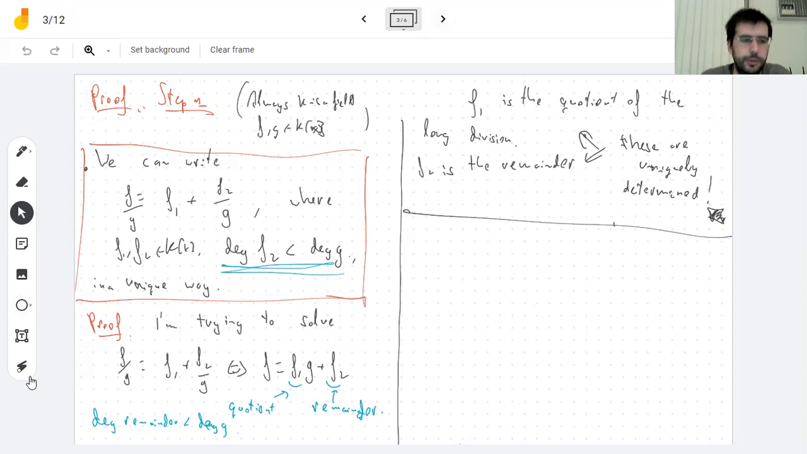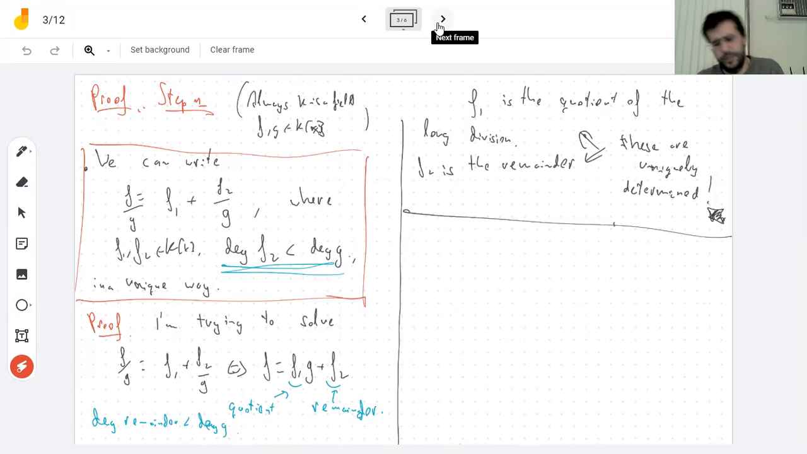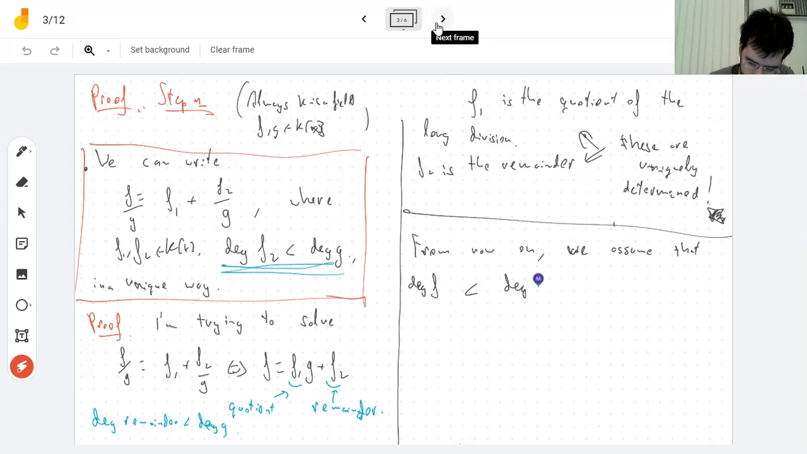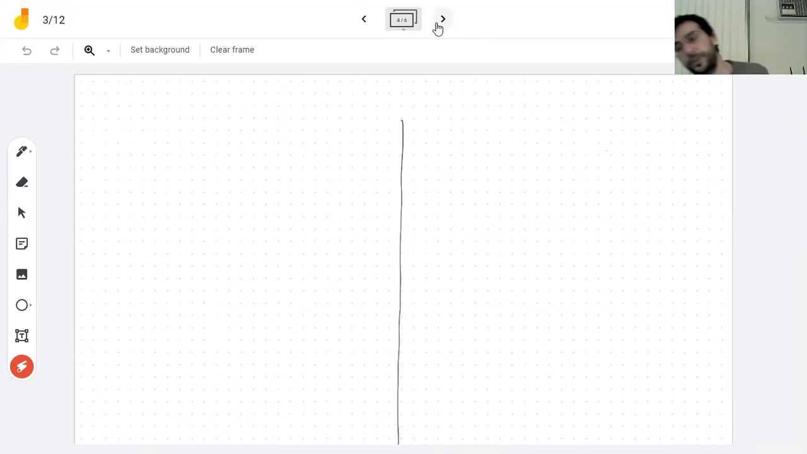So this takes care of the polynomial part. What I can really just do from now on is try to find this decomposition, assuming that the degree is smaller, which is the part with meat in it. From now on, we assume that the degree of F is smaller than the degree of G. So, step two, there are three steps. So we're 33% done.